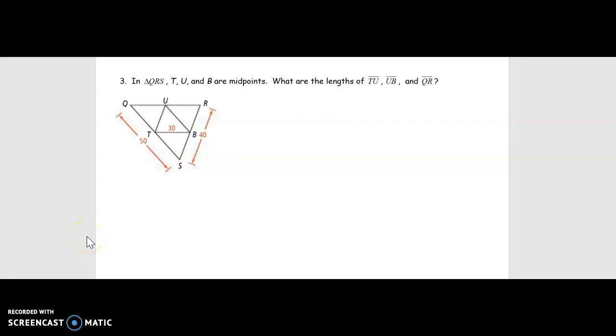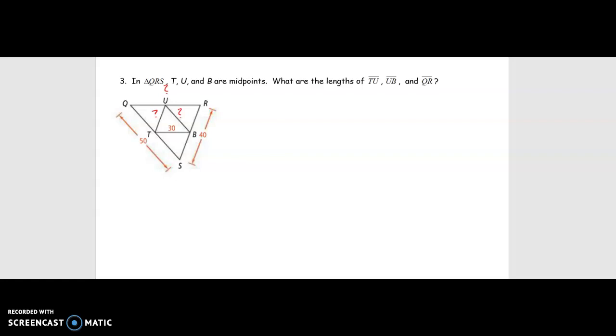Okay, we looked at finding the parallel lines using mixed segments. Now we're going to look at finding the measurements, right? So in this problem we're looking for TU, we're looking for UB, and we're looking for QR. So we're looking for all those three lengths, right?